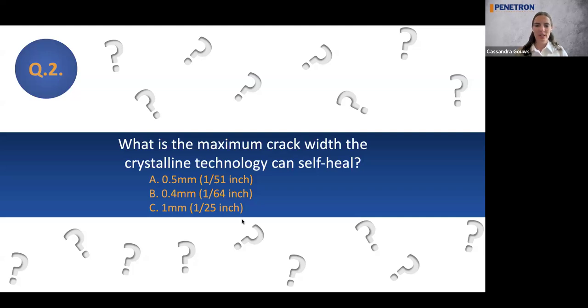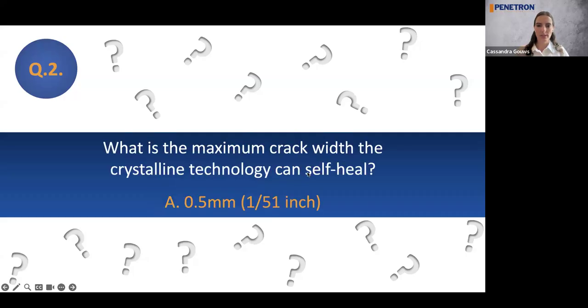Thank you. So over 60% of the people said half a millimeter, 0.4 millimeters was 17%, and 22% said 1 millimeter. Technically 0.4 is also correct, but it's not the maximum. So 0.5 millimeters is the correct answer, and that is a 51st of an inch. Again, average business card thickness.